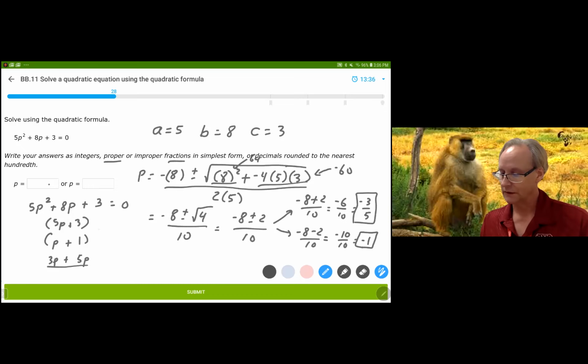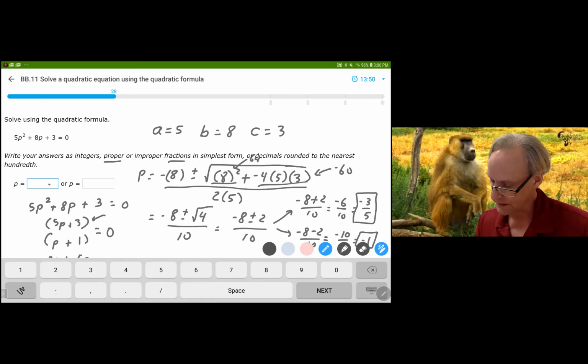Now, of course, in order to get my solutions, I would just solve this equation. 5p plus 3 equals 0, and I get negative 3 over 5. And p plus 1 equals 0, and I get my negative 1. Anyway, there they are. Negative 1 and negative 3 over 5. And we're done.